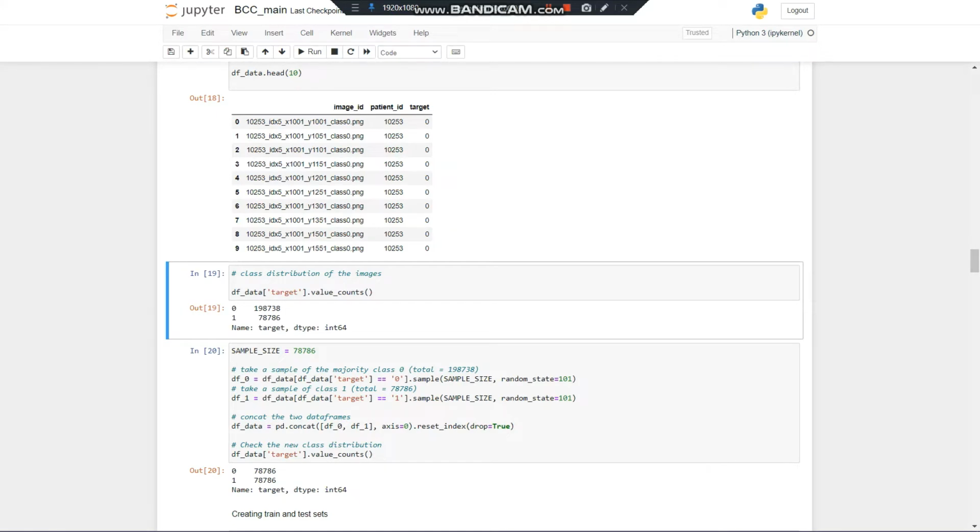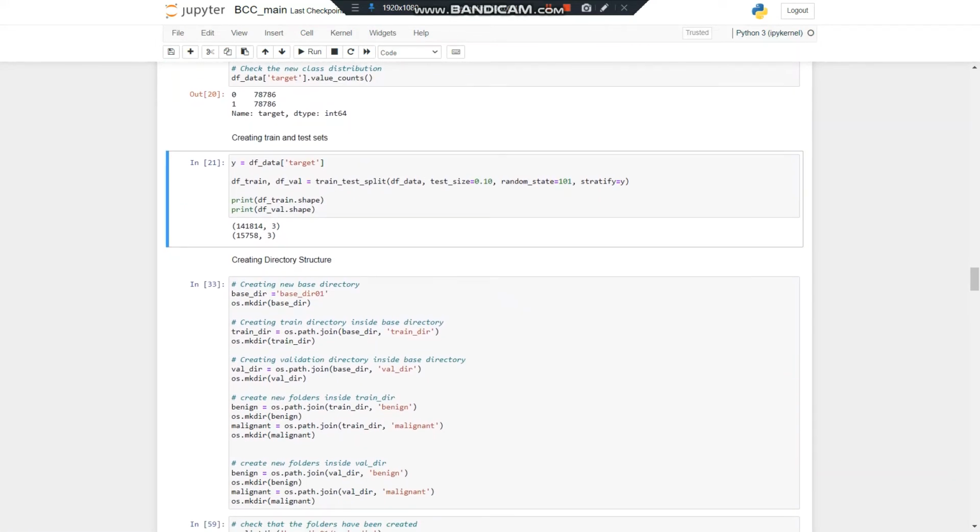Moving on to the class distribution of images. As we can see, the number of images in the folder, the number of patches in the folders of the non-cancerous part, they are a lot more than the cancerous part. So if we move on with this, the model would lean towards one side and would not generate accurate results. To counter this, we have to balance our dataset. So to do that, we are taking the same number of images in the non-cancerous part that are present in the cancerous part.